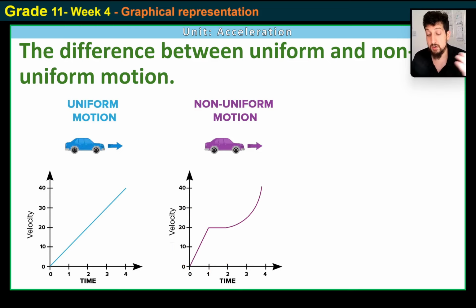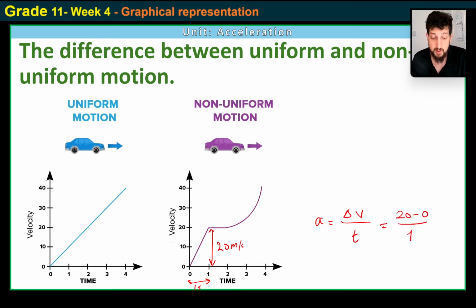What about here? Here's a different scenario. How come? Look over here. The acceleration over here, to begin with, equals rise over run. What's the rise? 20. Of course, it's meters per second. What's the run? 1 second. So what is that going to equal? Acceleration equals change in velocity over time. So that's going to equal 20 minus 0 over 1, or 20 meters per second squared. So over here, it's 20 meters per second squared.